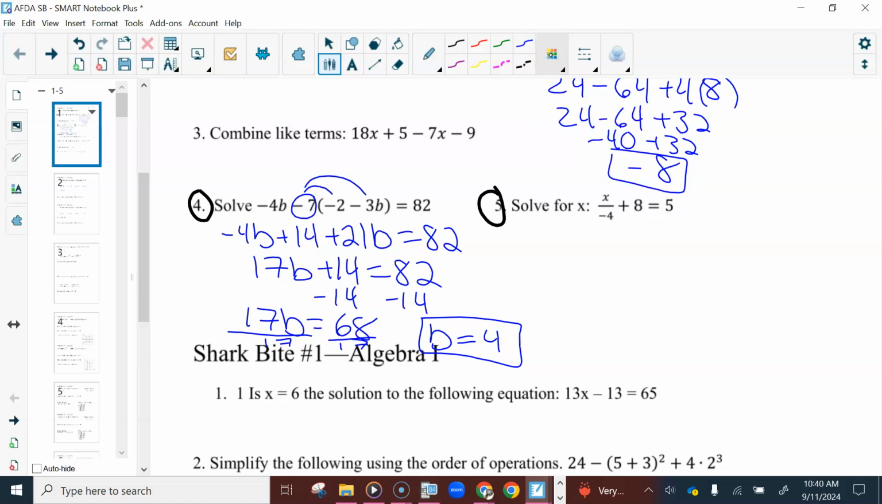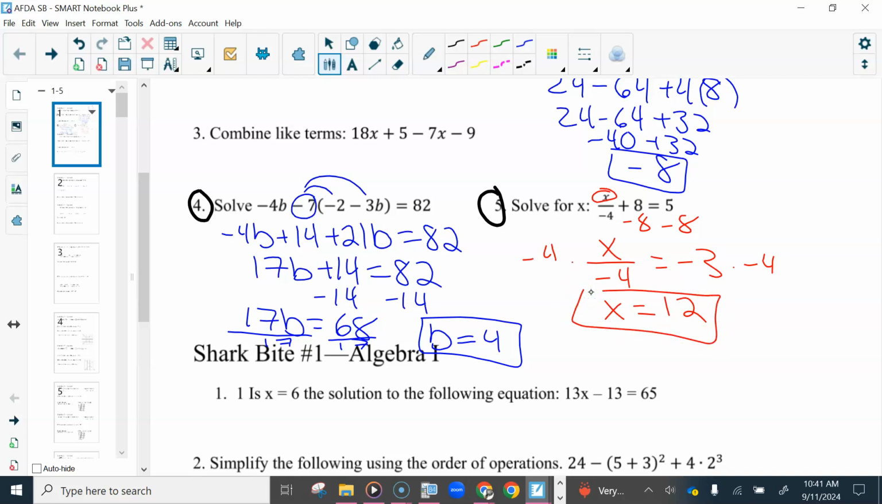Alright, and the last one, we're solving for x. We gotta get x by itself. What would be our first step? Yes, we can get rid of 8. And then how would we get rid of the negative 4? Multiply by negative 4. Now, we could have multiplied at the beginning, and I'll show you that example when we get back. And that would have worked. We just would have had to do it to everything.